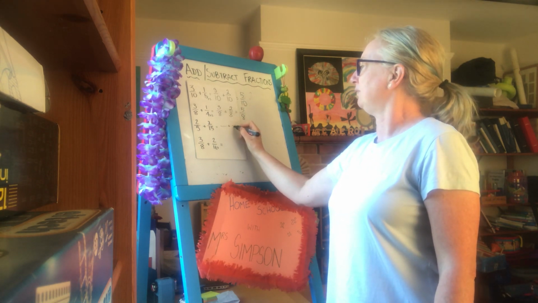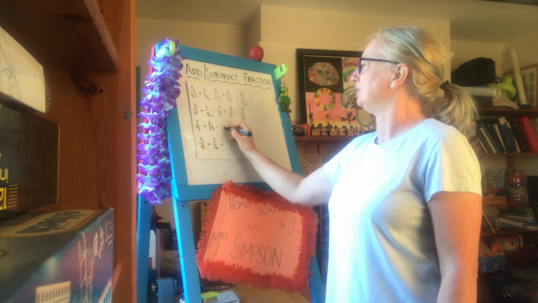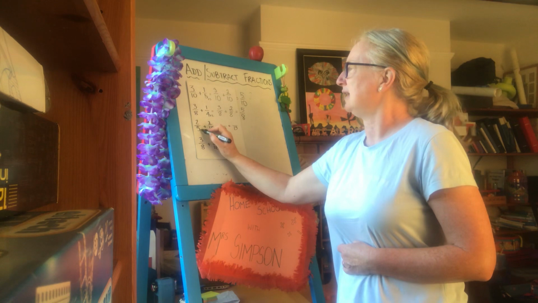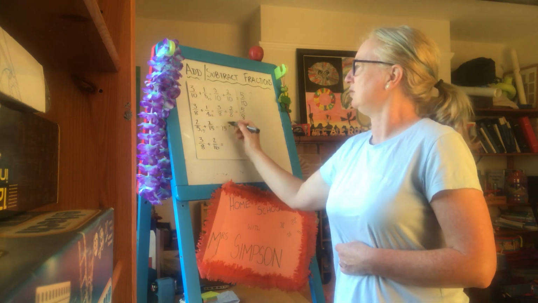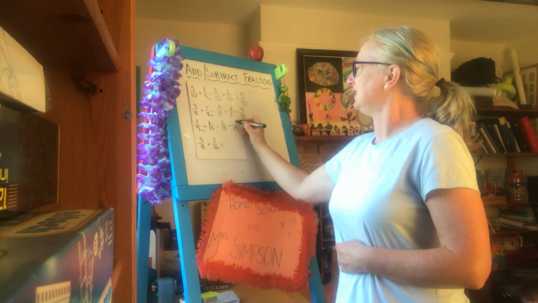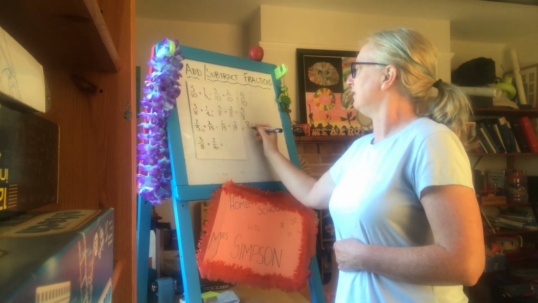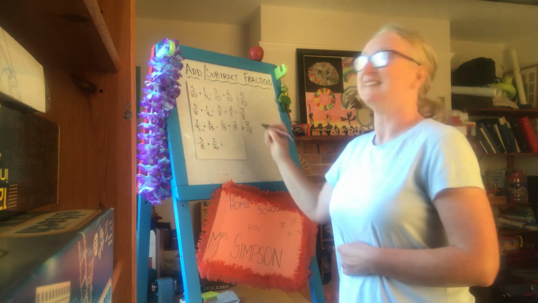This one now, we'd have to have 15ths on the bottom. To turn 5 into 15, it's not doubling, it's timesing by 3. Do the same to the top. 6/15 and 2/15. Did you get 8/15? I hope so.